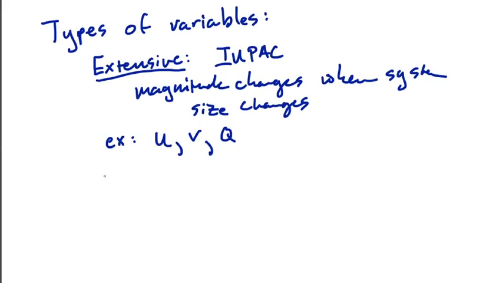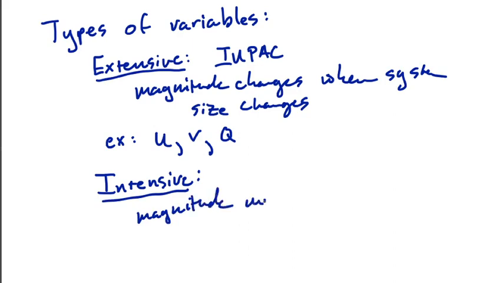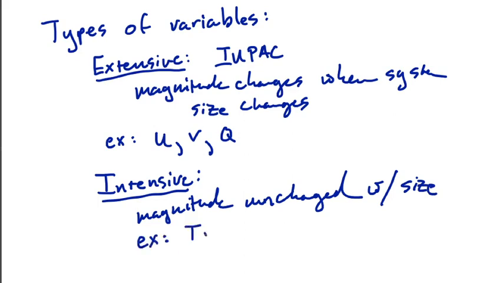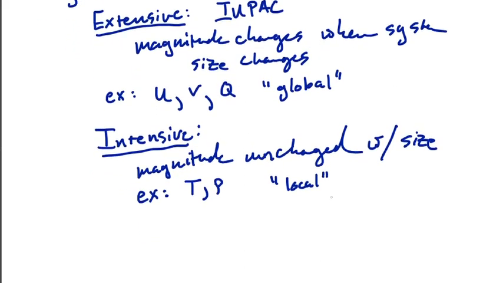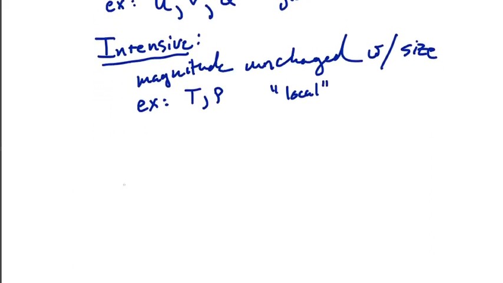Now the other type of variable we have are the intensive variables. Again, from the IUPAC definition, the magnitude does not change with system size. Examples of this are temperature and pressure. We think in some senses of the extensive variables as global variables that describe the global state of the system, and we think of the intensive variables often as local variables that describe a system in a local sense.